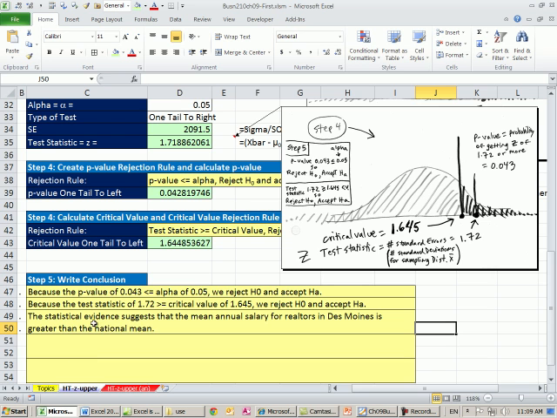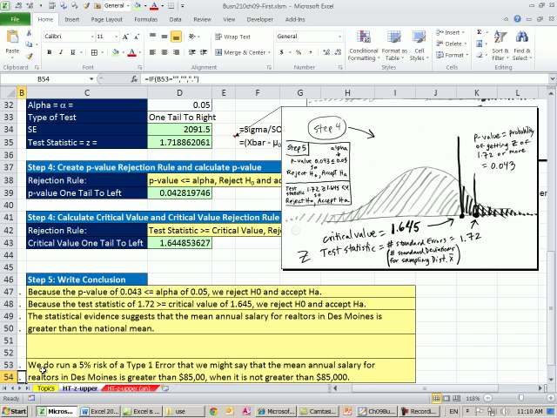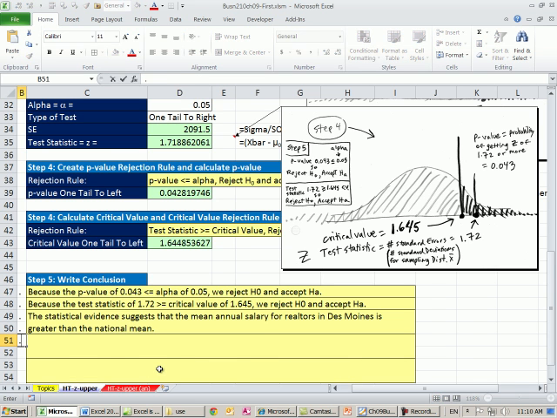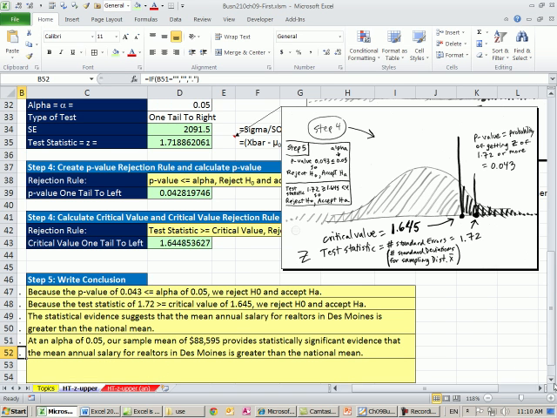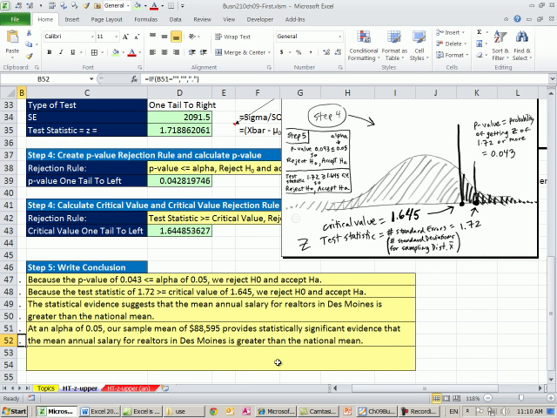Something like this: the statistical evidence suggests that the mean salary for realtors in Des Moines is greater than the national mean. And we create our written statement based on the fact that we have statistical evidence. By saying the statistical evidence, it indirectly says there is some room for error here. Still another way, whoops, Control Z. I have these little formulas here in conditional formatting to pop these up. I'd type this out here live, but I'm such a bad typer and speller that I'd mess it all up.